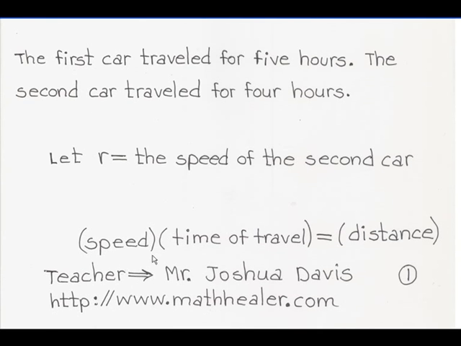Well, now from our distance time rate equation, we know that the product of the rate of speed and the time of travel is equal to the distance. So this is the equation we're going to use to be able to solve this particular problem. So the product of the speed and time of travel is equal to the distance.